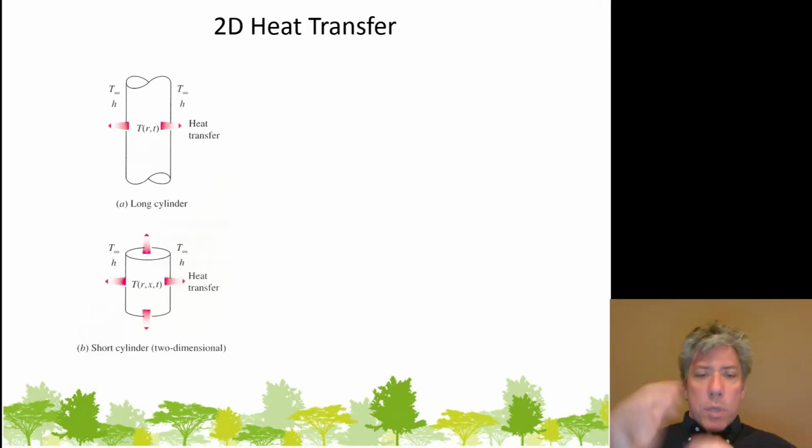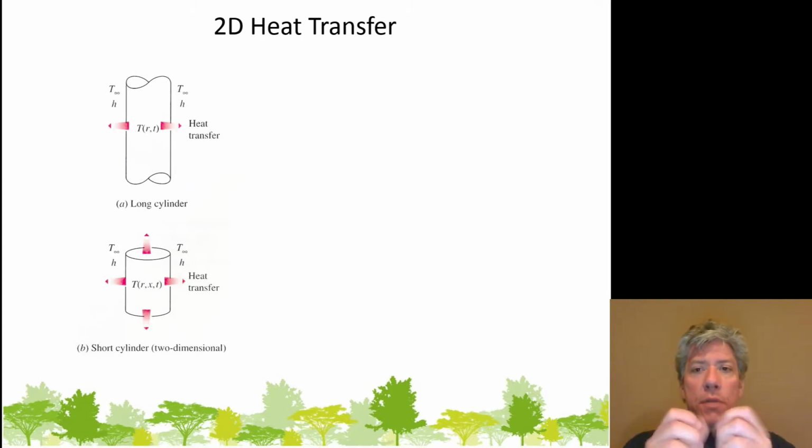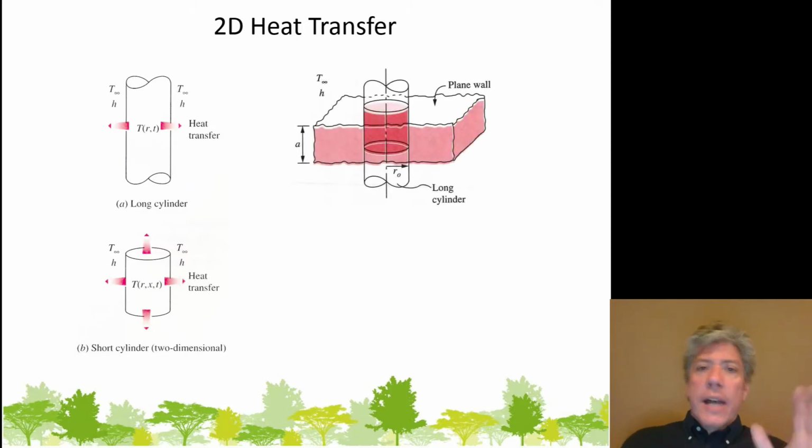What about if we have a short cylinder? And so now there's heat transfer out the ends of that cylinder, or axially. This is called a short cylinder problem. So there is heat transfer in the radial direction and in the axial direction. Well, we finally get a payoff.